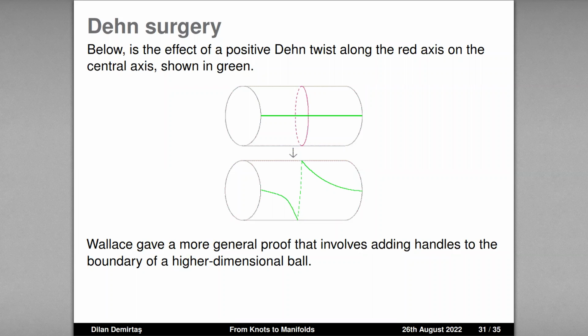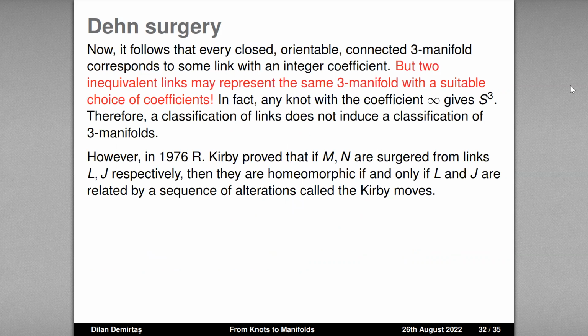On the other hand, Wallace gave a more general proof that involves adding handles to the boundary of a higher dimensional ball. Now, it follows that every closed orientable connected 3-manifold corresponds to some link with integer coefficients. So we can obtain every 3-manifold that has these properties by applying Dehn surgery along some link.